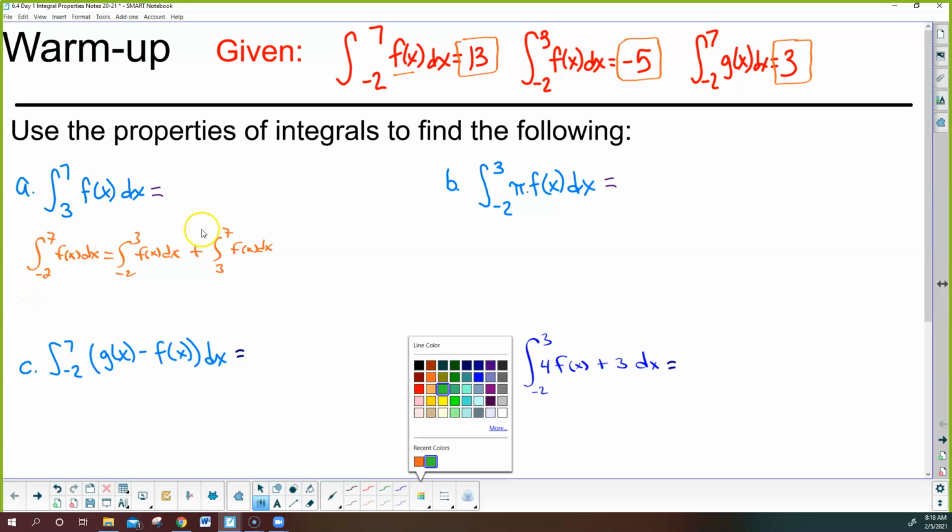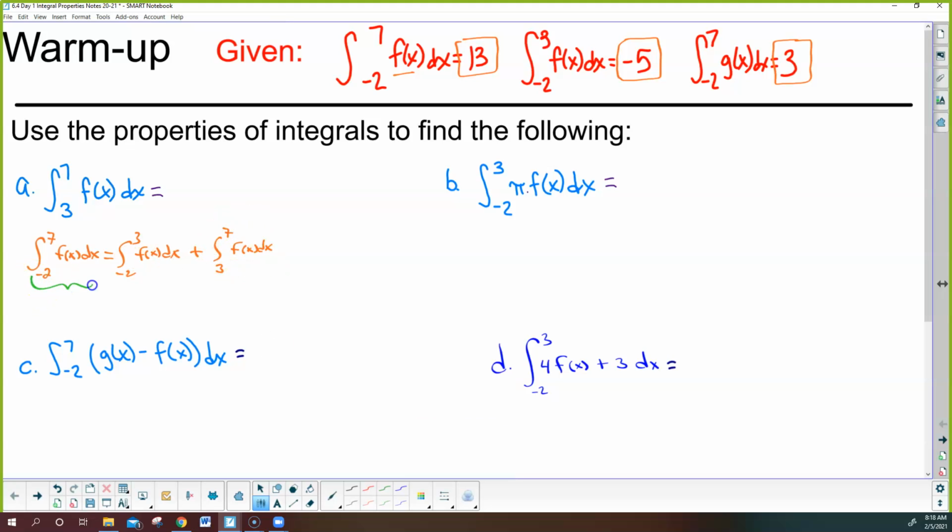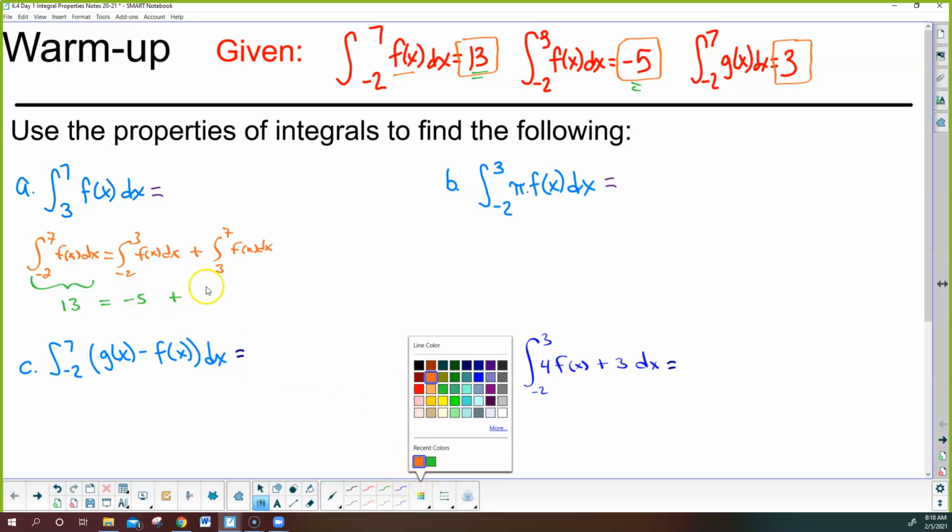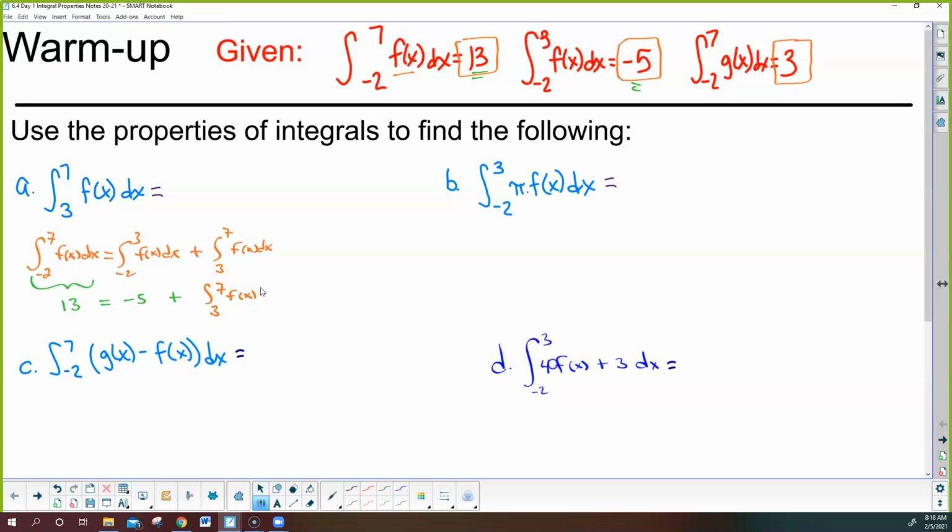We are looking to find this value right here. So I don't know that. However, I do know from -2 to 7, that's 13. So I'm just going to replace what that's equal to. And then I also know from -2 to 3 of f of x is equal to -5. So then the only piece that I don't know is the area from 3 to 7.